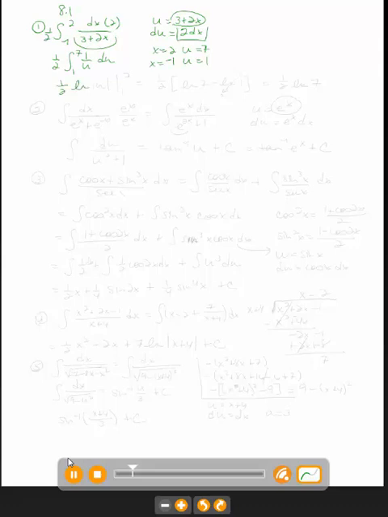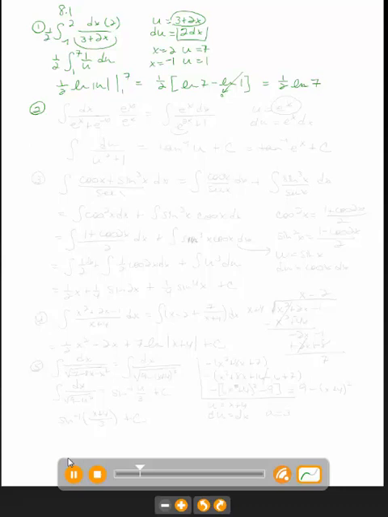Now the integral of 1 over u is the natural log of u. Evaluate it from 1 to 7. So that's 1/2 natural log of 7 minus natural log of 1. I dropped the absolute value bars because those are both positive numbers. But the natural log of 1 is 0. So I get 1/2 natural log of 7. And that one's done.